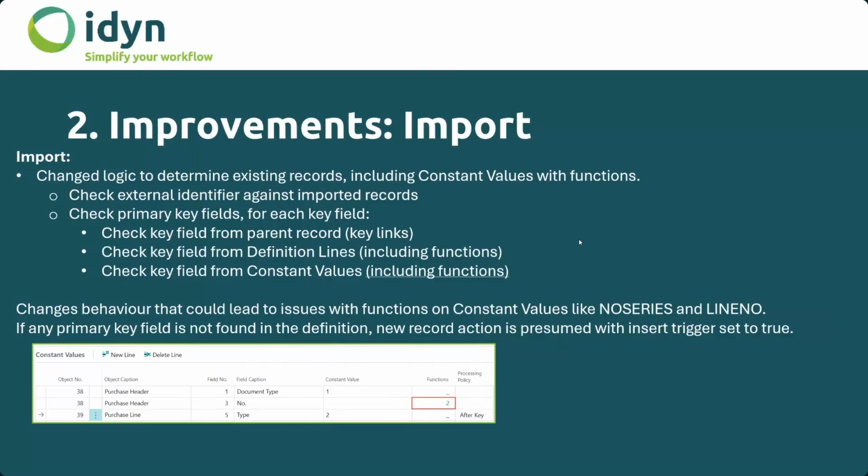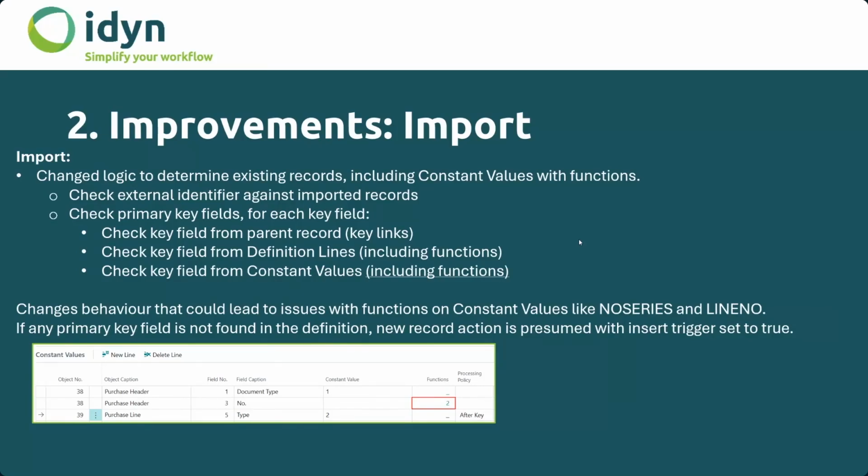In this example, for instance, you see the purchase header. As an example, the purchase header has the document type and the document number as primary key fields. And for each primary key field, we will check a couple of things. First of all, we check if we already know the value from a parent record.